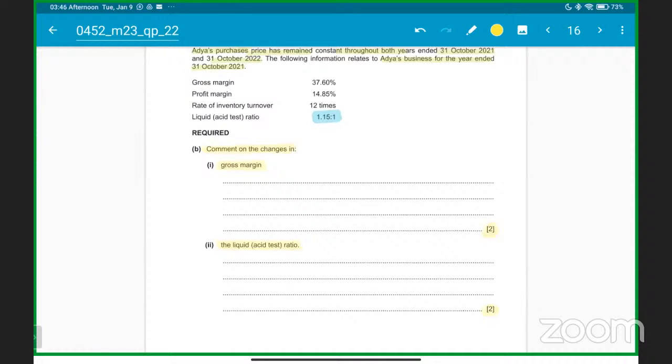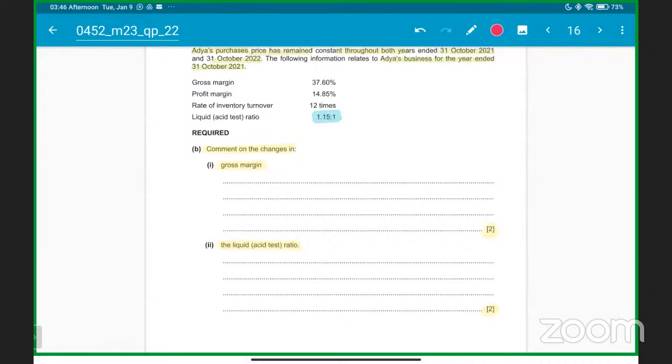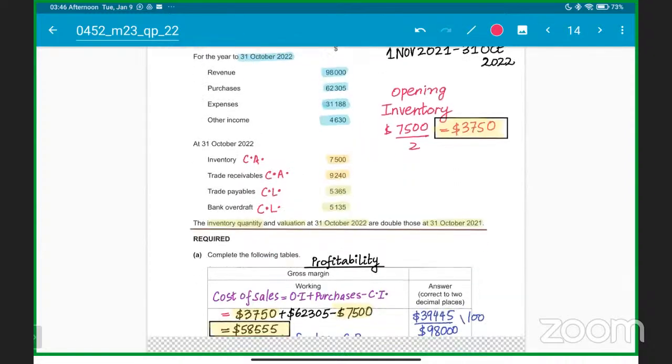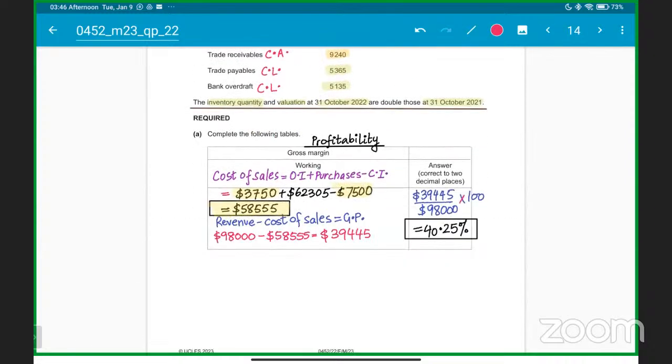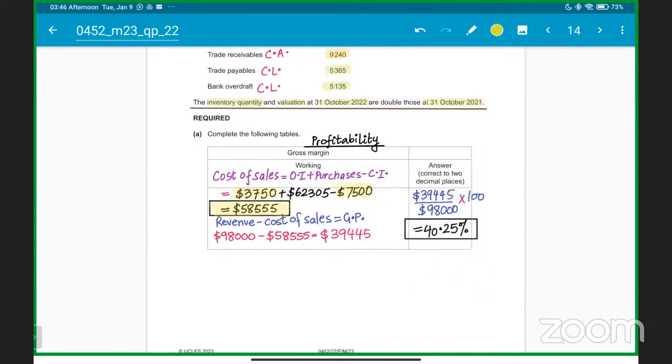Students got it? Clear? Understood? It's very simple, they have asked for just 2 marks. Are you guys with me, following? Okay, so let's talk about the gross margin first. In the last year, 2021, it is 37.60%, and in the current year it has increased to 40.25%. Everyone getting it? We have found out ratios for which year, students? We have found out ratios for 31st October, or let me write it down so everyone gets this.